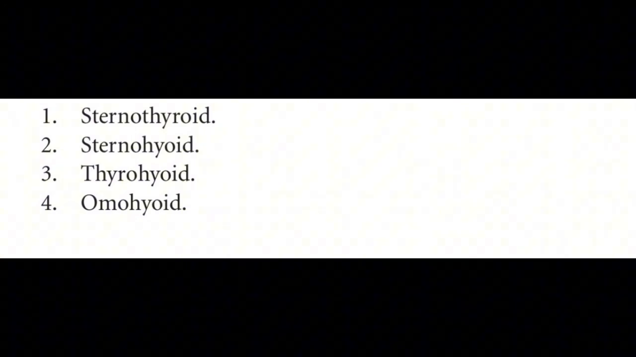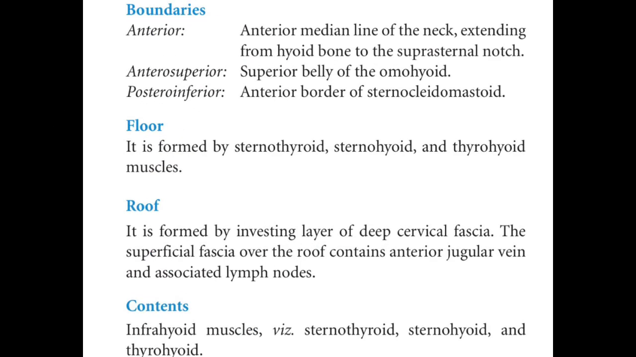You get it now? So, giving you a check also, why it's important to know it: all these things are the content. The floor is also the content of the muscular triangle. The floor is the sternohyoid, sternothyroid, and thyrohyoid without the omohyoid. They form the floor and they also form the content. The roof is still the same normal thing: the investing layer of the deep cervical fascia. On top of the deep cervical fascia is the superficial fascia, which contains lymph nodes and the anterior jugular vein.